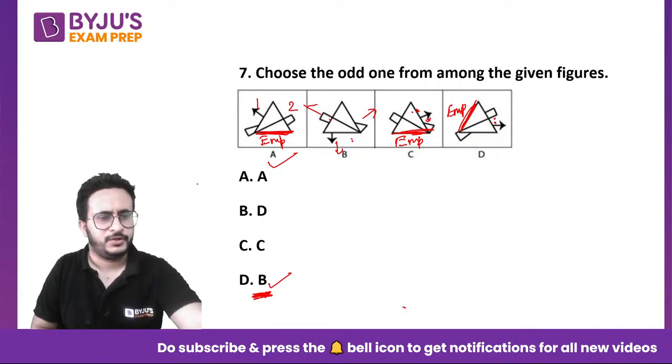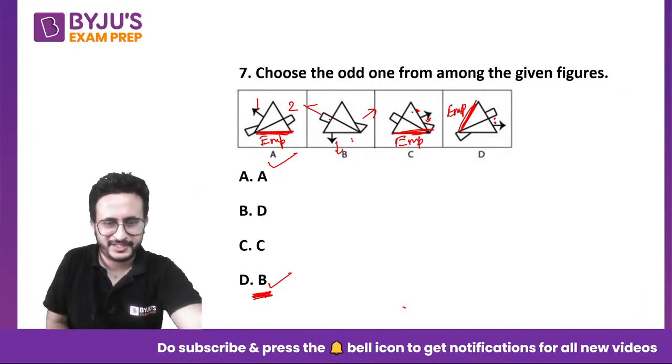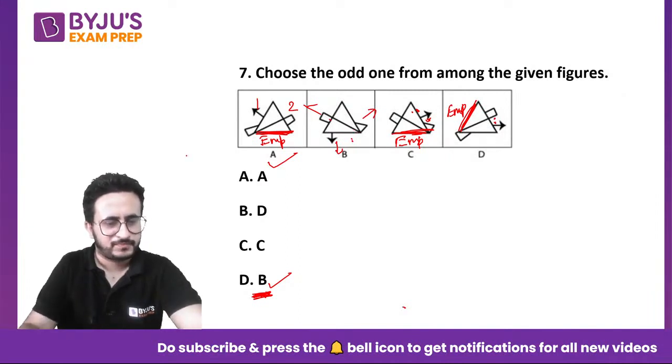Okay, since the answer is given as option D, which is image B, we can figure out that the logic must be that all other triangles have one empty side. This does not have any empty side. Or there could be some other logic also to get any other option.